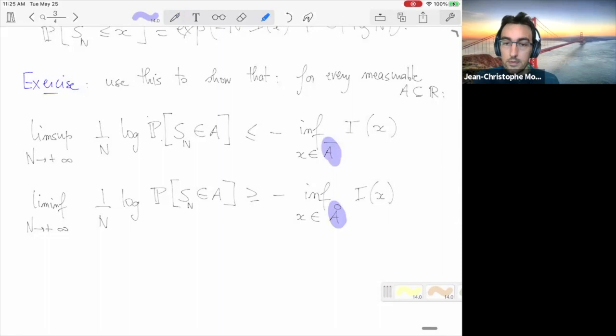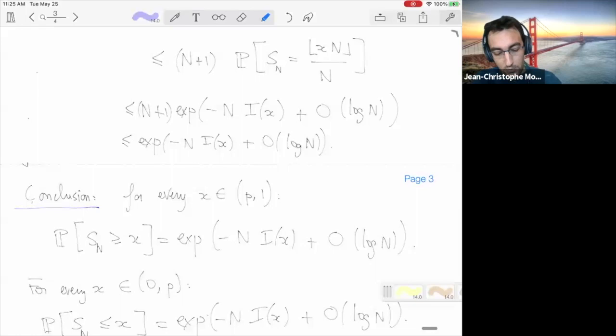Okay. I see another question in the chat. So I come back to this calculation. The question in the chat is about this passage. As written in the chat, it's not true. What you wrote in the chat is not true. What I wrote here is true, because O of log n absorbs this n plus 1 term. n plus 1, you can write this as exponential of log n, and then you have just an extra log n. So it's just absorbed into the big O of log n.